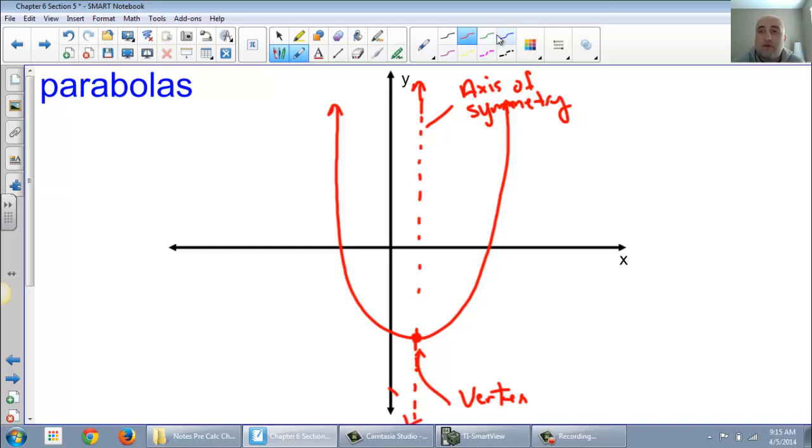Notice also that some parabolas have x-intercepts. We're not going to talk a lot about that right now, but you should notice it. It also has a y-intercept. I think that's all I want to talk about on this slide. We'll get to more in-depth things about parabolas on the next few.